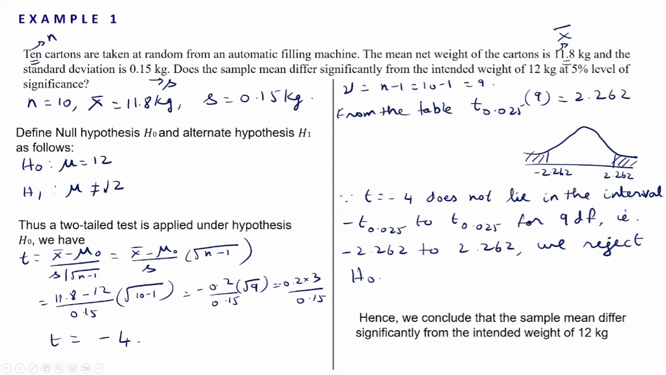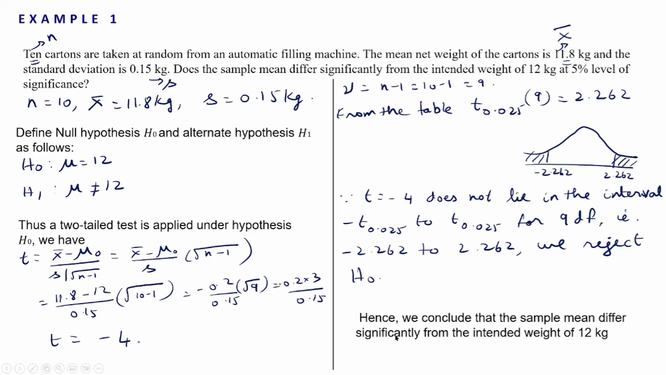Accordingly, we have to set the hypothesis. If we get the result to reject H0, then we have to write the results accordingly. So here, if we reject H0, then we have enough evidence that we can accept the alternate hypothesis H1. So we conclude that the sample mean differs significantly from the intended weight of 12 kg. So this is how we have to go about in hypothesis testing.